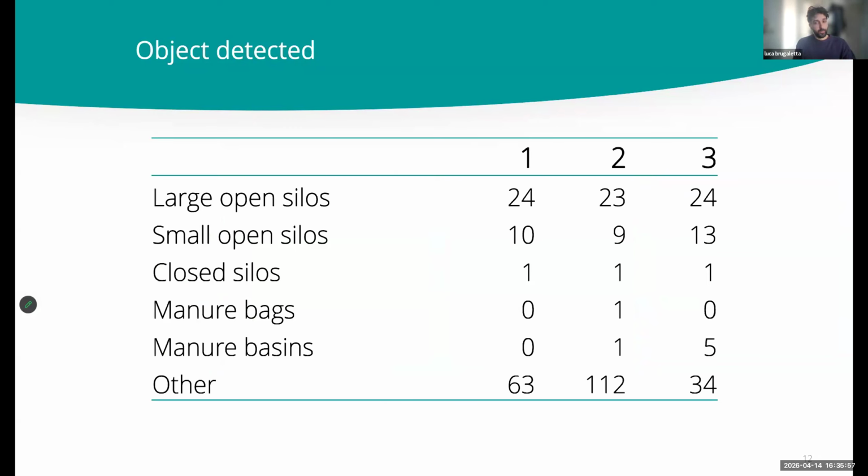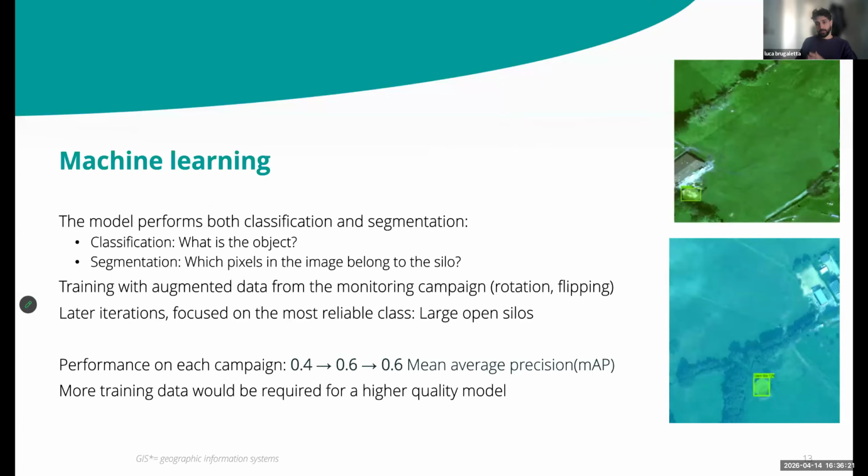In the end, each campaign helped to readjust the numbers and confirm how many large open silos and small open silos there were. So basically, each campaign was applied after the other and helped to better refine the labels that we obtained. And after that, we were able at some point to train the machine learning model, which is a Faster R-CNN, which performs both classification and segmentation.